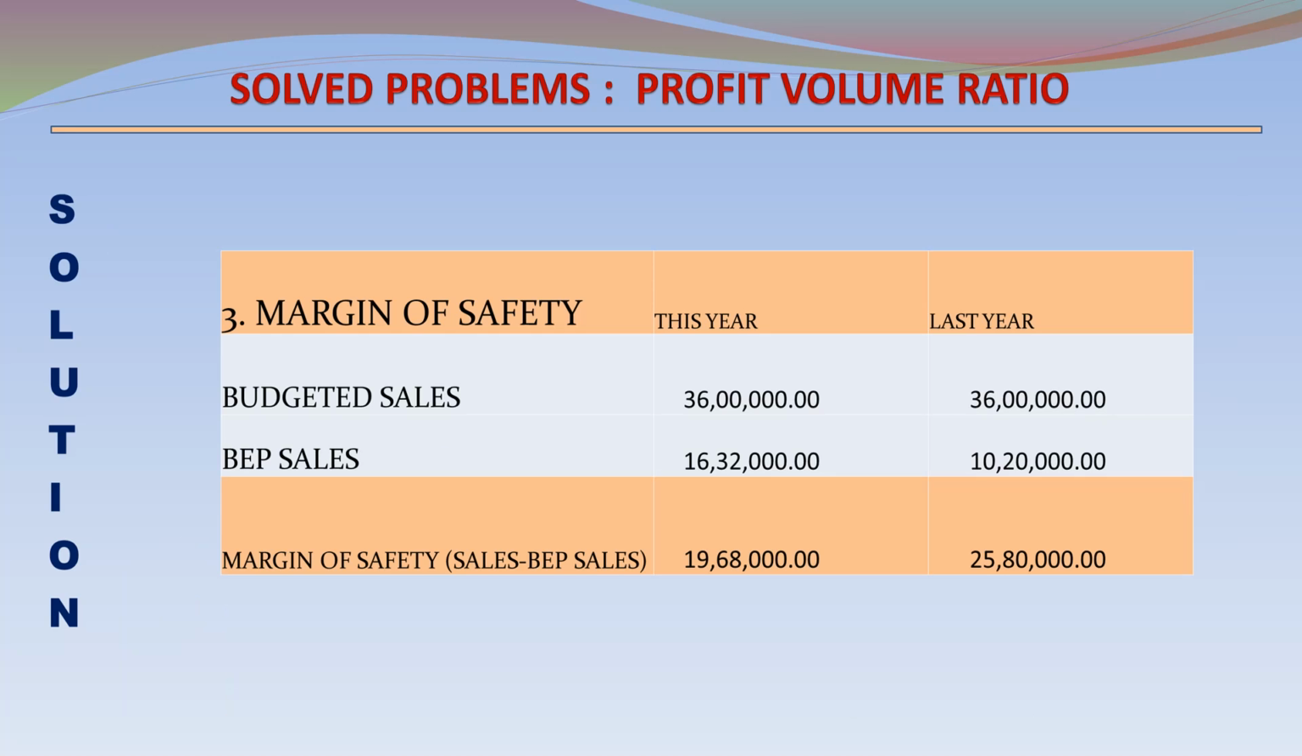3. Margin of safety this year, last year. Budgeted sales this year 3,600,000, last year 3,600,000. BEP sales 1,632,000, last year 1,020,000. Margin of safety, sales minus BEP sales, that is 1,968,000 this year, 2,580,000 last year.